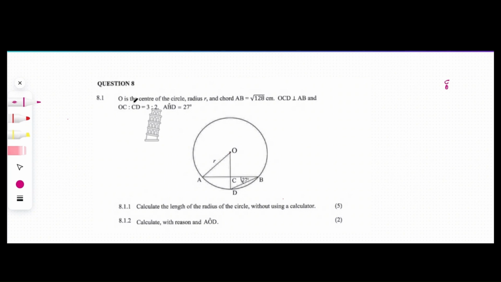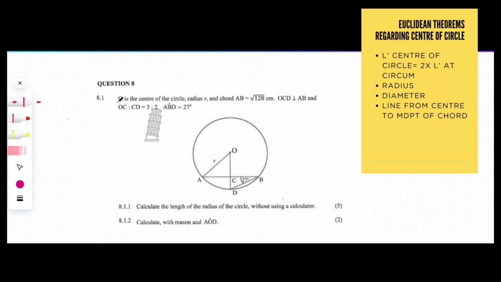So here we have question 8. O is the center of the circle, radius r, and chord AB equals the square root of 128 centimeters. OCD is perpendicular to AB. OC to CD is 3 to 2, and then ABD is 27 degrees.